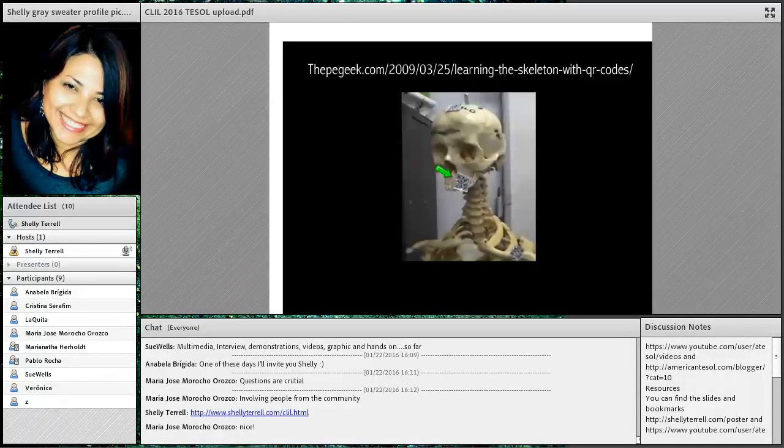Phalanges, the femur. It's difficult to remember all of that, and that's not typical English. So with QR codes, if they scan them, they can find a video, they can answer a question, they can answer a poll, and they'll be able to remember instead of just labeling, because sometimes just labeling, they won't be able to remember.